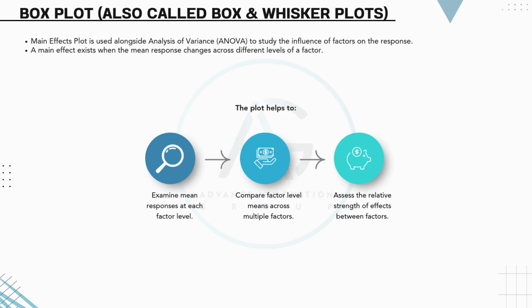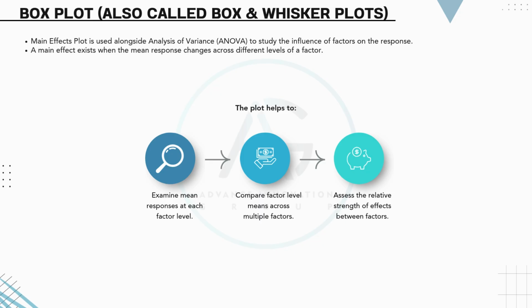This plot helps in three key ways. 1. Examine mean responses at each factor level. It provides a simple line graph where each point represents the average outcome at a specific level of the factor, say, shift A, B, or C. This helps in identifying trends and direction of influence. 2. Compare factor level means across multiple factors. You can place several factors side by side, like team, experience, or location, and see which has more impact on the response. This supports multi-factor comparison.